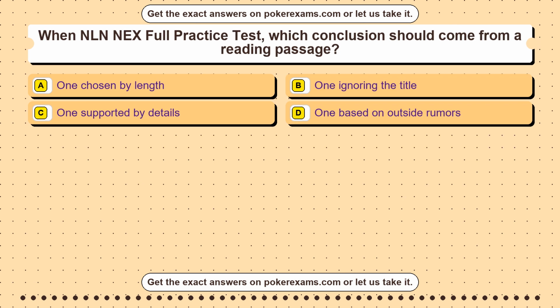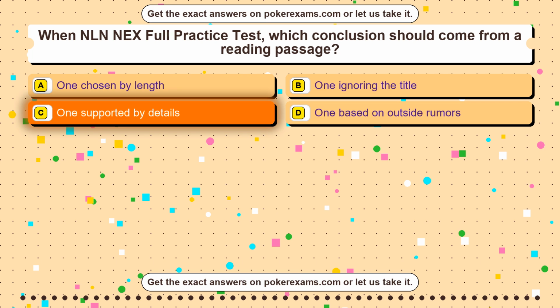Question 19. When get functions practice, which branch of government makes laws in the United States? Option A judicial. Option B military. Option C legislative. Option D executive. The correct answer is option C.